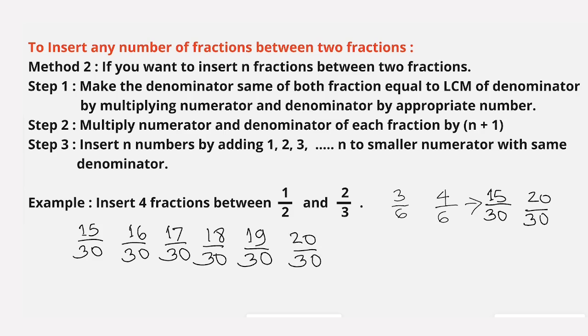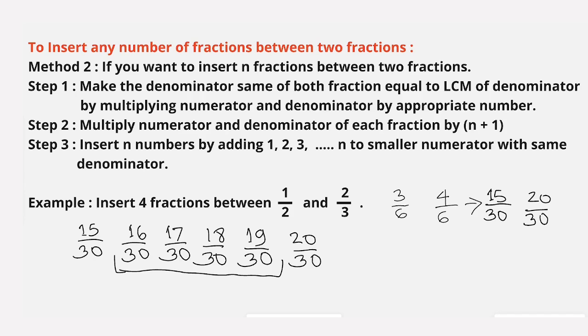So 15 upon 30 is given to us, which is equal to 1 upon 2. And the numbers we have inserted are 16 upon 30, 17 upon 30, 18 upon 30, 19 upon 30, and the given number was 20 upon 30. So these are 4 numbers we have inserted in between 1 upon 2 and 2 upon 3.